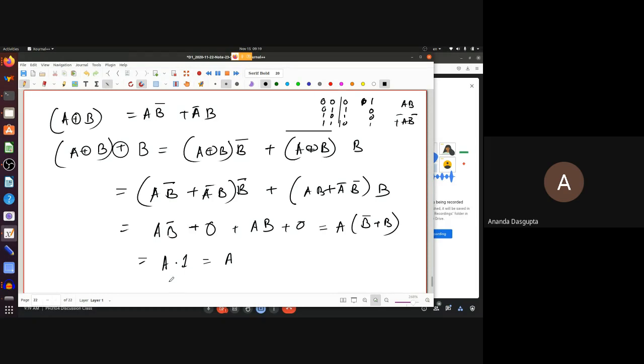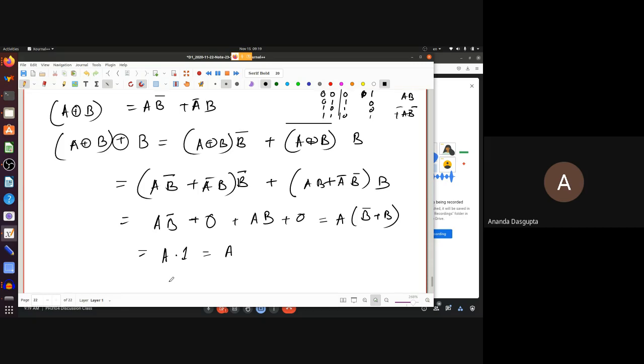Slightly more complicated and lengthy than just looking at the truth table. In this case, the truth table was so simple that you could just take a look at it and work out the answer. But usually, things are not always that simple. So A and 1 is A. Ultimately, you land up with this result.